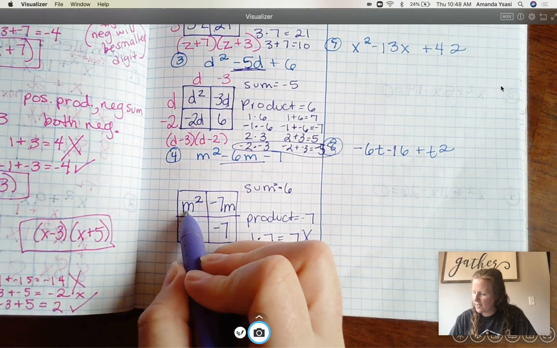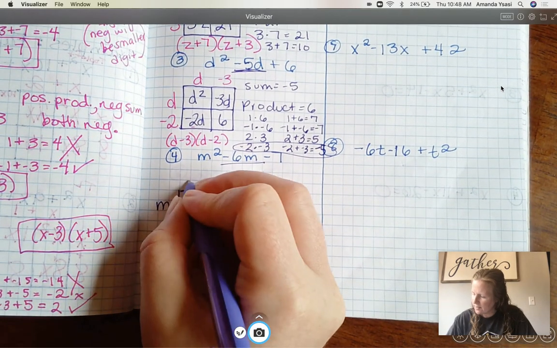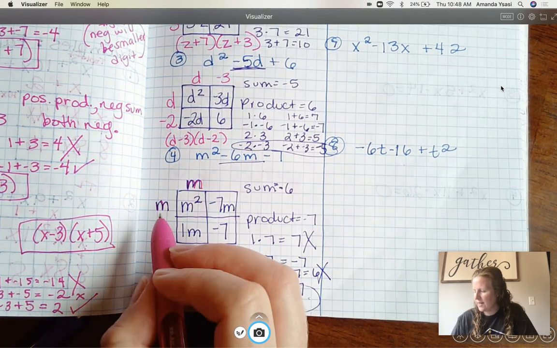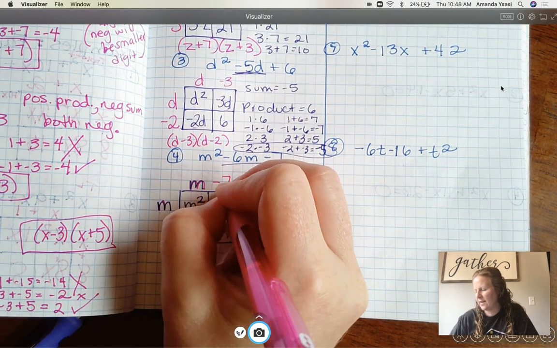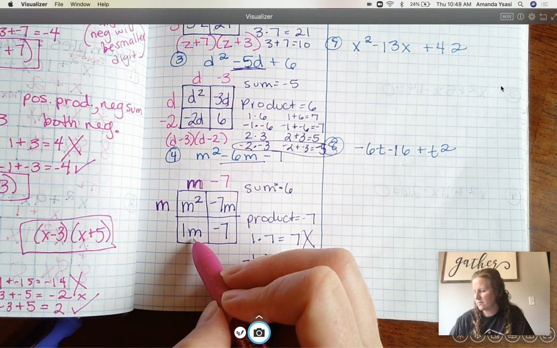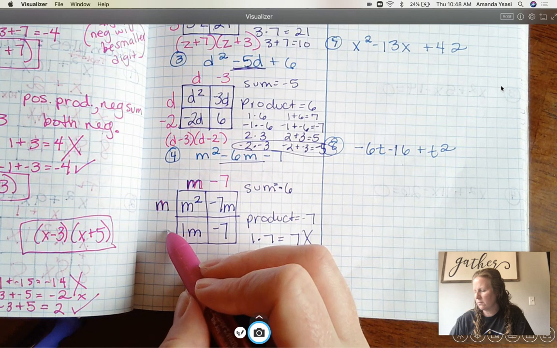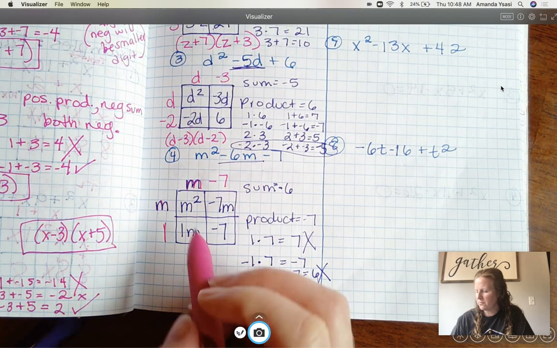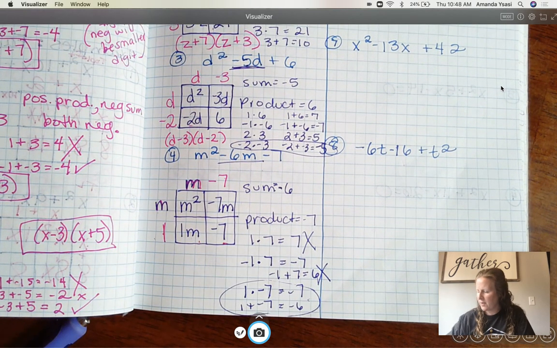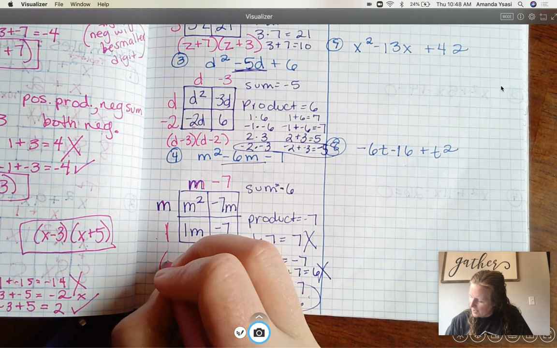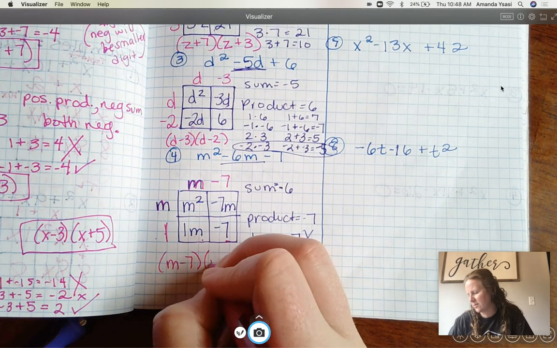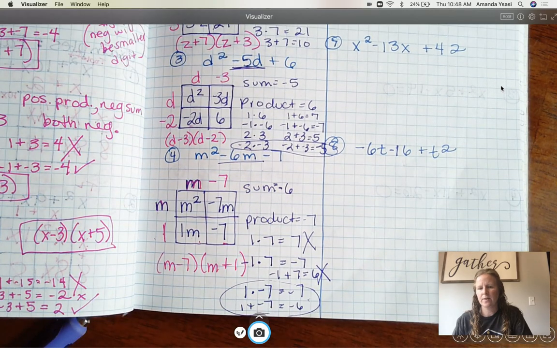Okay, so we have m times m, that gives m squared, and then m times negative 7 to get negative 7m. Then m times, let's see, 1? Yeah, 1m. So it's 1 times negative 7 is negative 7. So then my answer would be m minus 7, and then this is m plus 1 because there's no negative sign, so m plus 1. Okay?